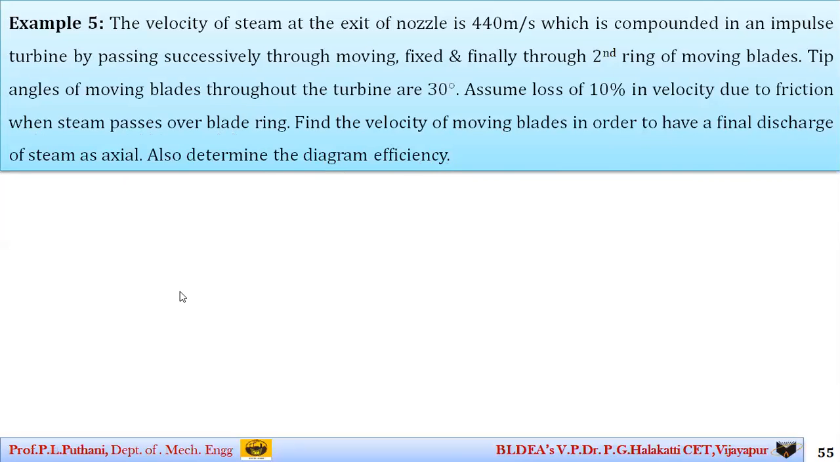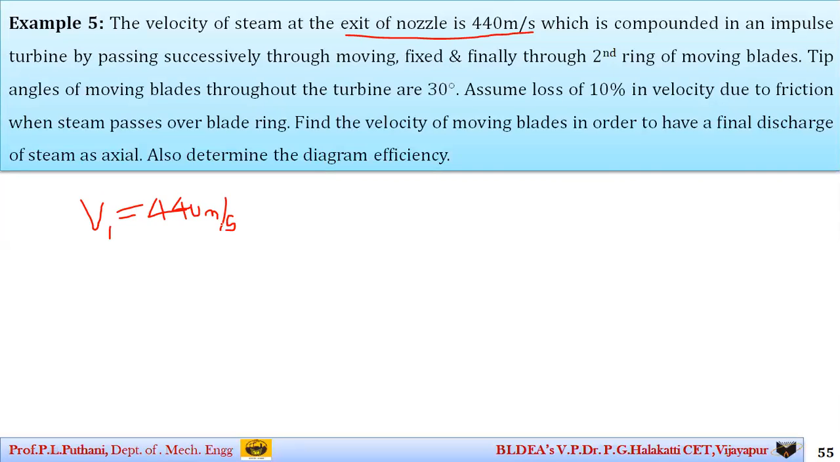So it's a homework to you, students. You can try this particular problem at your home. I will just give you the hints. If you observe the question carefully, he has said that the velocity of steam at the exit of the nozzle is 440 meters per second. That is, he has given the value at the exit of the nozzle, that is alpha 1, and the speed, that is V1. He has given its value as 440 meters per second.